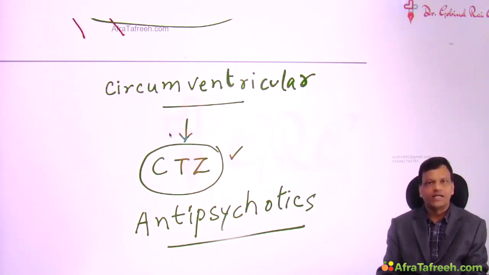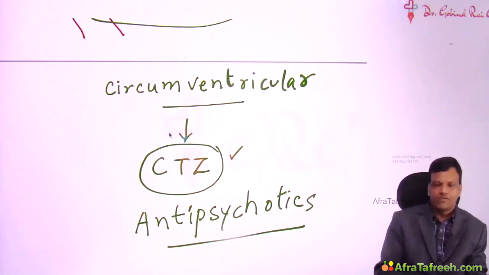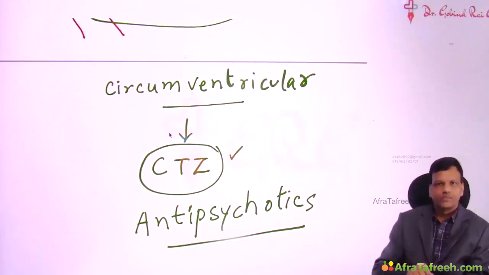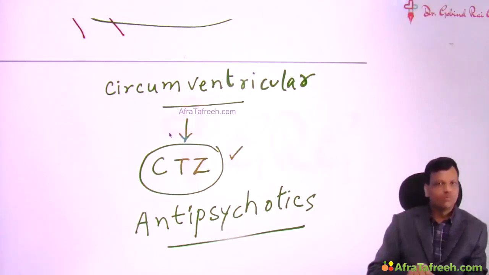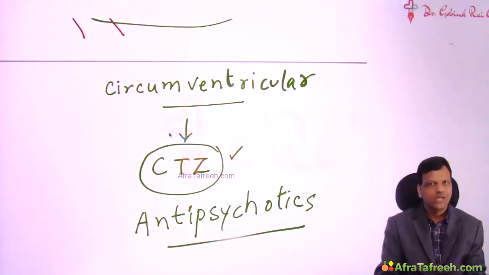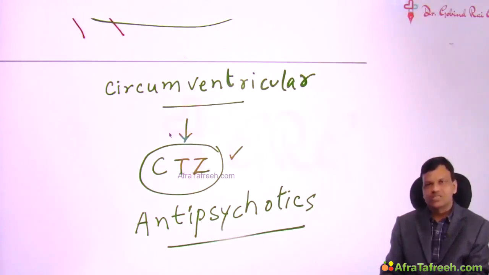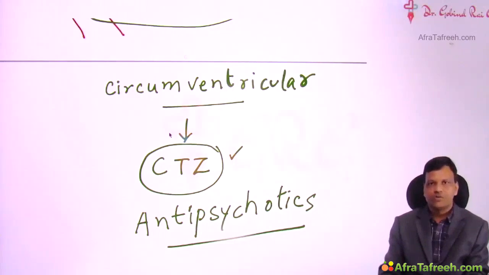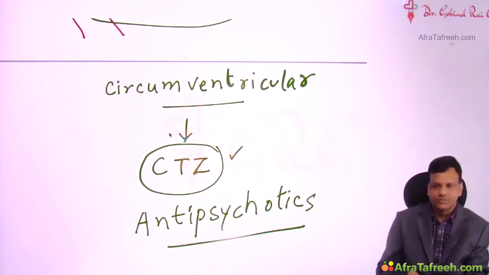They are rather antiemetic. So the main factors affecting distribution are: number 1, lipid solubility. If a drug crosses the membrane, more distribution. Number 2, plasma protein binding. If a drug has high plasma protein binding, it means low distribution. And number 3, ability to cross the barriers. If a drug can cross the barrier, it will have more distribution. If it does not cross, it will have less distribution.